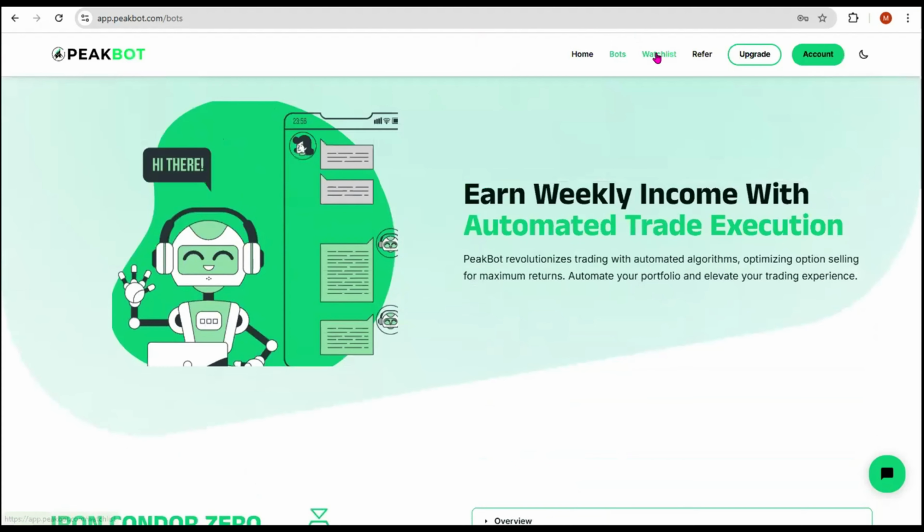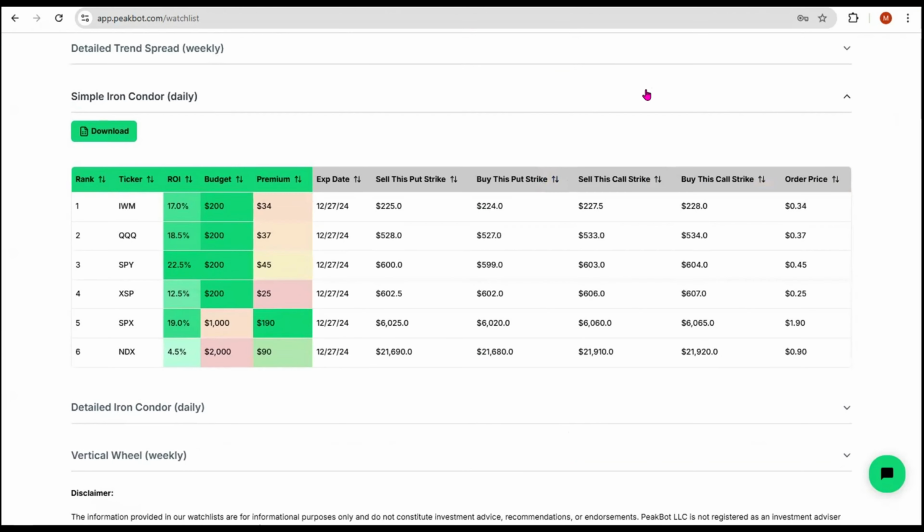One of the other things I will look at is the watch list. So on the watch list, and this actually does seem to move a little bit, but you can pull this up and it's going to give you some options in Iron Condor and what its recommended trade is going to be. So basically right now, QQQ, which is what we're trading, this ROI is deceptive. It says 18.5%. I'll show you where they get that number. Your budget is $200 that you're basically putting at risk with your broker. Premium is $37, and that's where we get the 18.5%.